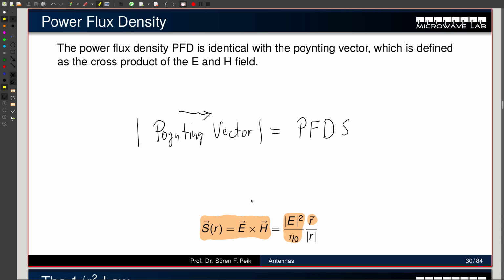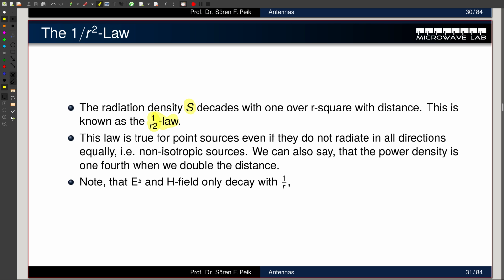Note that since S is E square, when you do the math, you will figure out that the E field and H field only decay with 1 over R over distance. So we can write E is proportional to 1 over R, and H is also proportional to 1 over R. So the E and H field only decay with 1 over R.